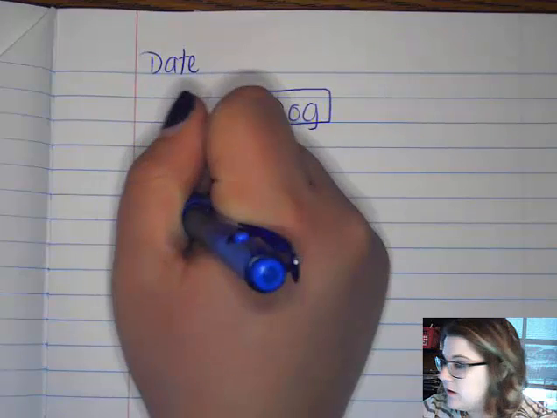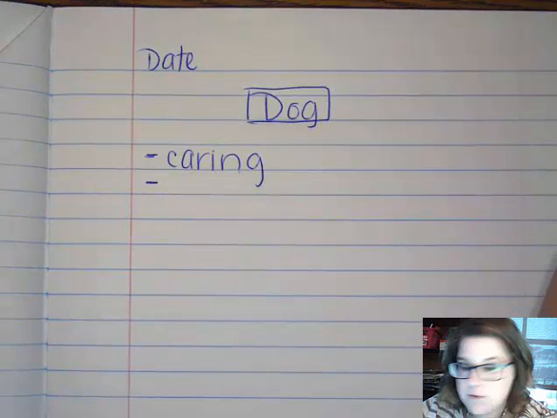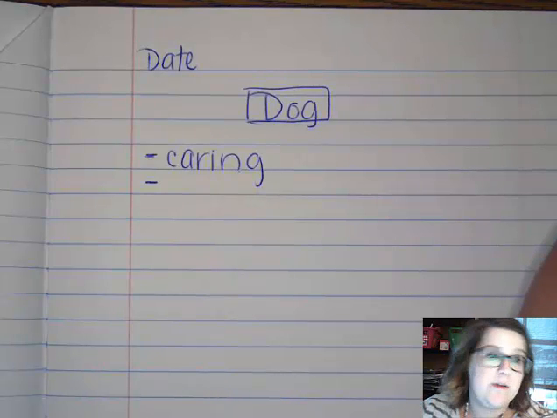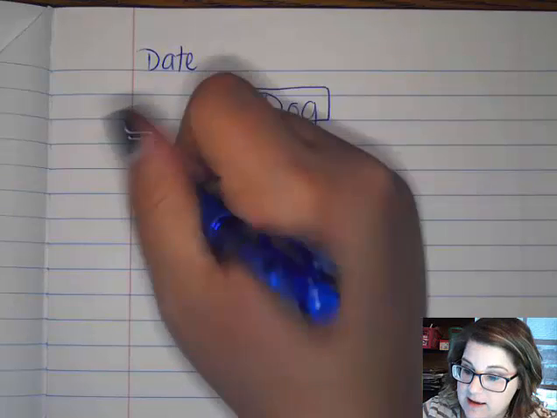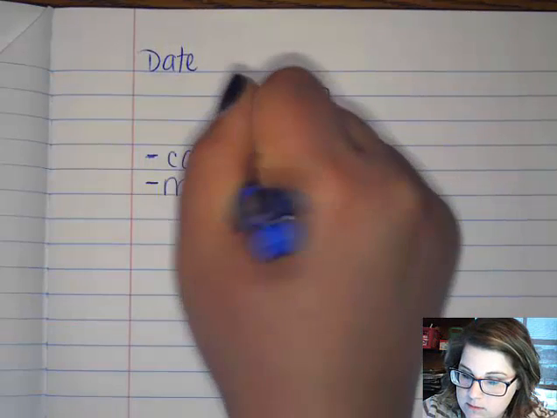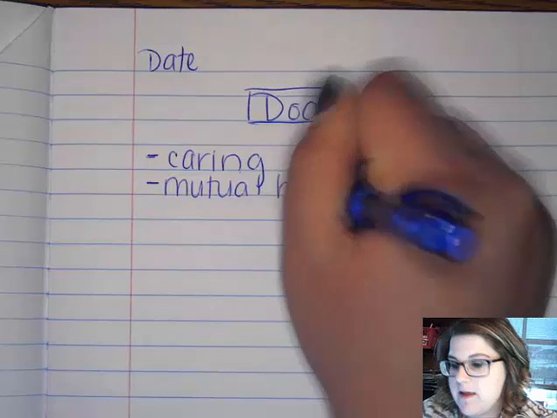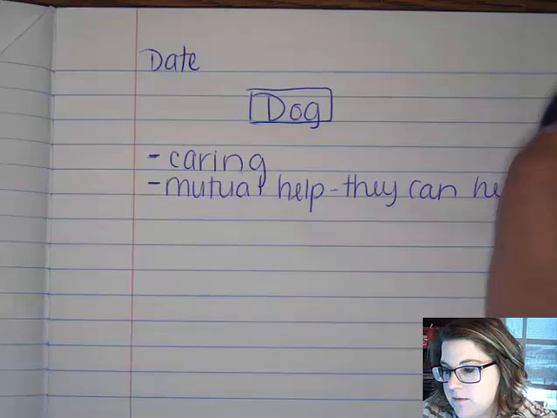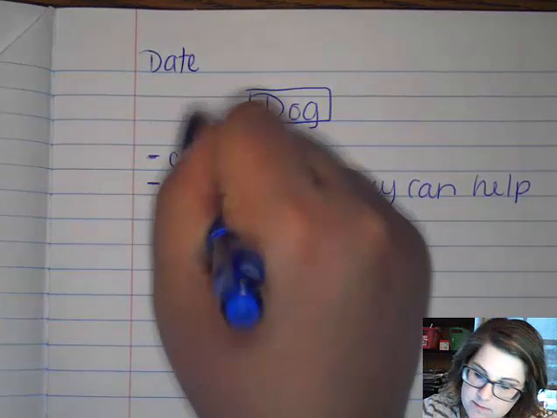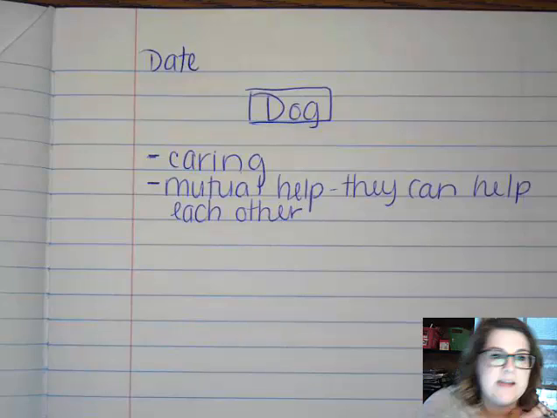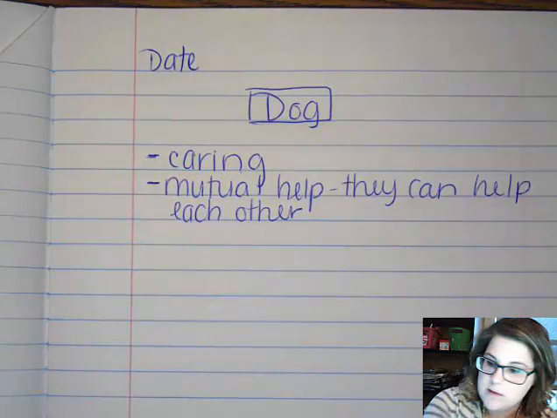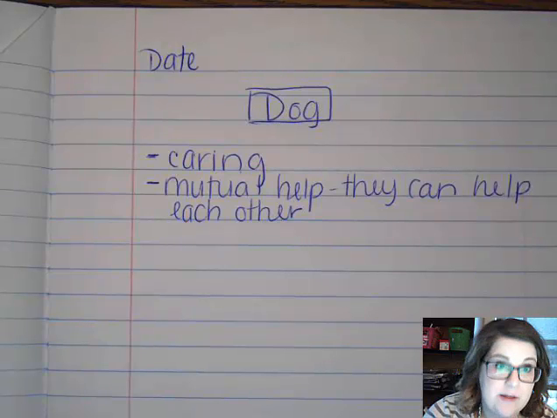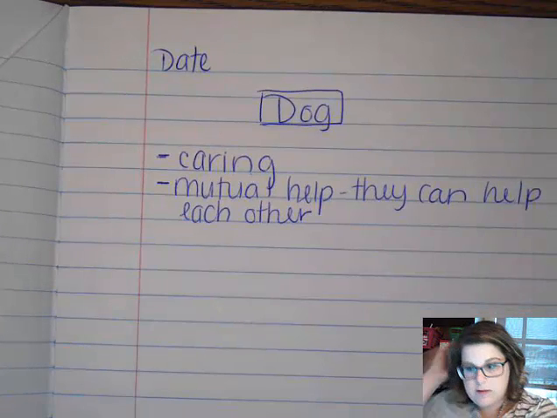His motivation, we had seen as we're reading through the story that Magpie can't fly and Dog can't see in one of his eyes. So I think his motivation is mutual help. And by that, I mean they can help each other. So they're both getting something out of this. So Dog is caring, and he's really interested in mutual help. They can help each other. So those are just two things that I'm noticing about Dog right now.